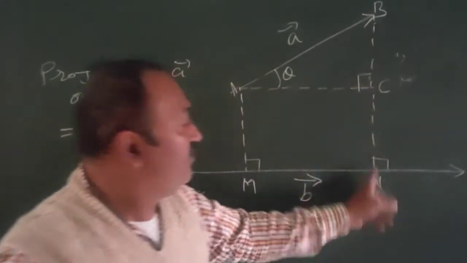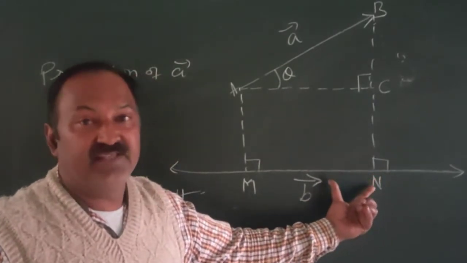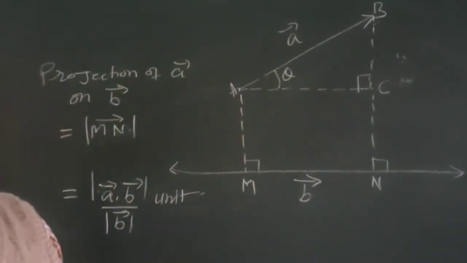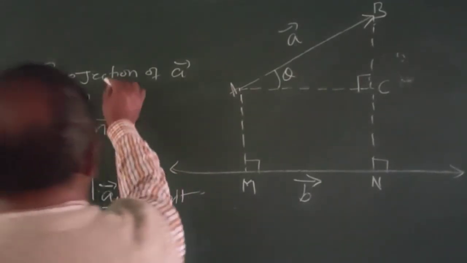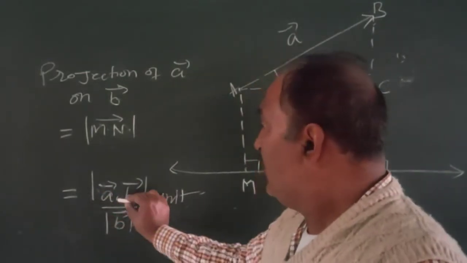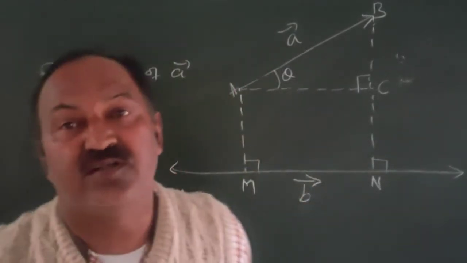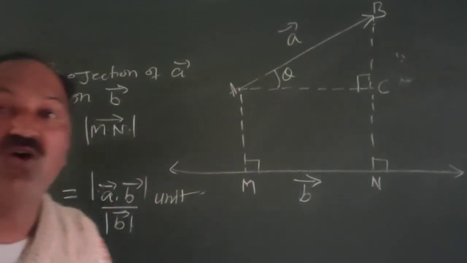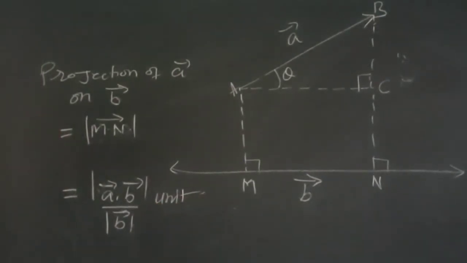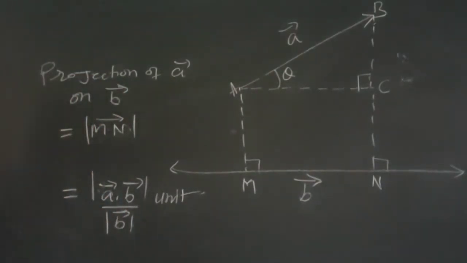Draw AC perpendicular upon BN. Therefore, this MN distance, the magnitude of vector MN, is called the projection of vector A on vector B. Its formula is: projection of A on B is equal to the magnitude of MN, which equals A dot B divided by the magnitude of B. So this is the formula to find the projection of A on B, and it should be in centimeters or meters, and it should always be positive because distance is always positive. That's all.